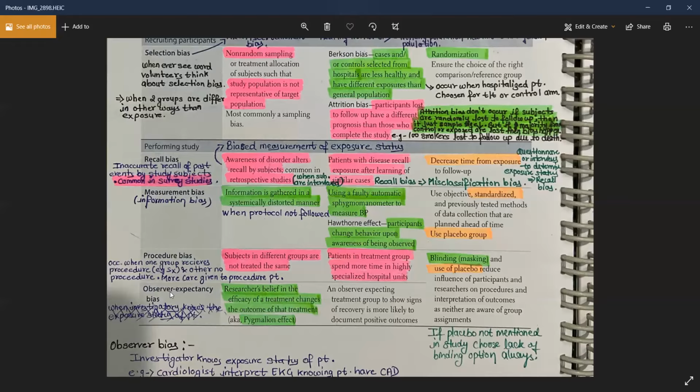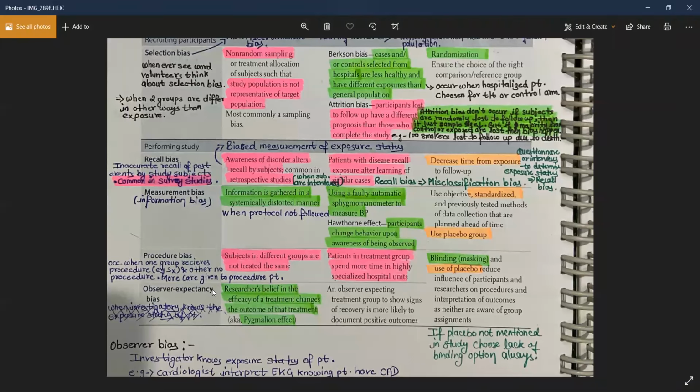Okay, so this creates an observer expectancy bias, when the observer knows the exposure status of the patient. This is also known as the Pygmalion effect. Very much important. How will you reduce the procedure bias or the observer expectancy bias?